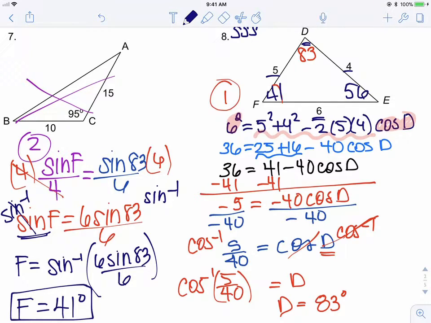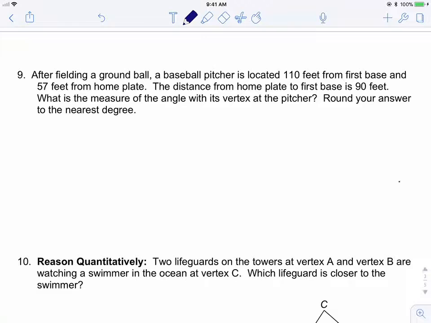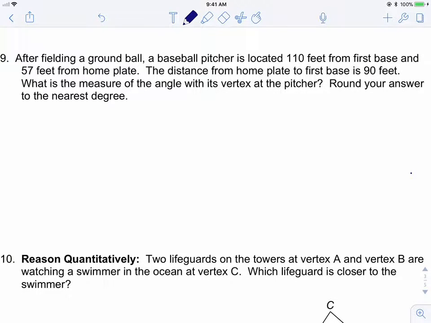Okay, so I hope that's kind of helped out with those two problems and kind of guide you on how to use the law of cosines and the law of sines to solve for a triangle. The other thing that I kind of wanted to go over, because I know you guys love drawing pictures, let's take a look at number 9. So number 9 is telling us, after fielding a ground ball, the pitcher, who's located 110 feet from first base and 57 feet from the home plate. So the distance from home plate to first base is 90 feet. We want to know what is the measure of the angle with its vertex at the pitcher. And then we want to round that to the nearest degree.